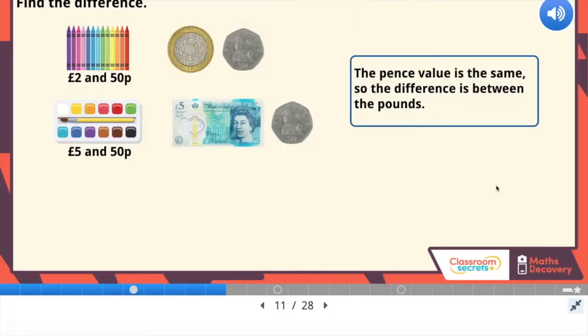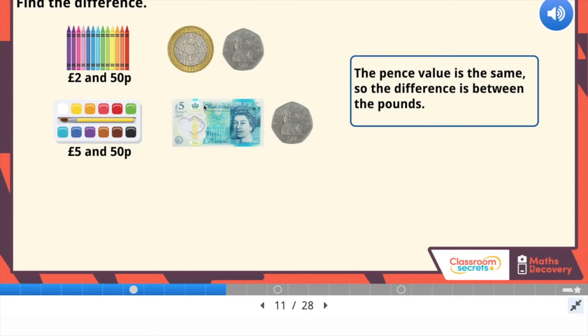Now we're going to find the difference in cost between these colourful crayons and the colourful paint. So can you tell me how much the colourful crayons are? They're £2 and 50p. And the paint costs £5 and 50p. And we've got the amounts shown here using coins and notes. There's a £2 coin and a 50p, a £5 note and a 50p coin. So the pence value is the same. They both have 50p. So the difference is not between the pence, it is between the pounds.